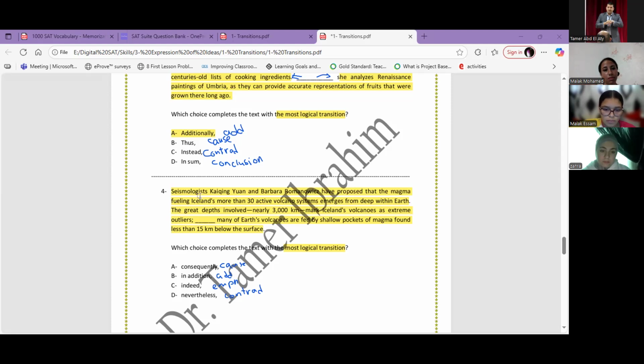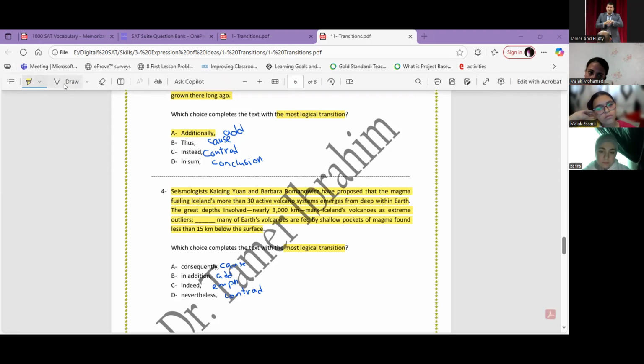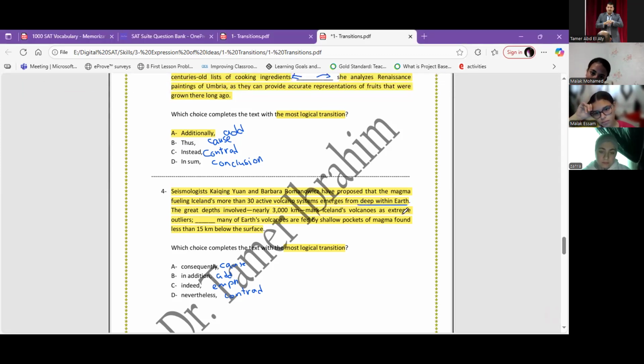He said here: seismologist Kiang Yuan and Barbara Romanowicz have proposed that the magma fueling Iceland's more than 30 active volcanic systems emerges from deep within Earth. These volcanoes emerge from deep within Earth. The sentence after: the great depth, nearly 3,000 kilometers. He just adds to this one. The great depth is 3,000 kilometers, marking Iceland's volcanoes as extreme outliers. So, if you remember from the graph, these volcanoes are extreme outliers. Why extreme? Because it's far away.